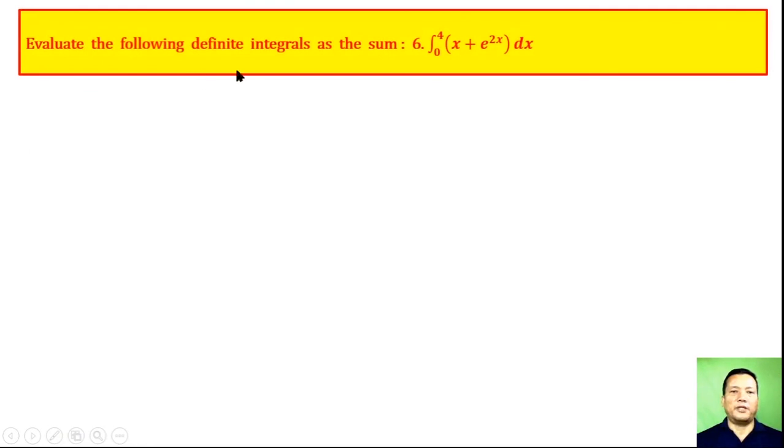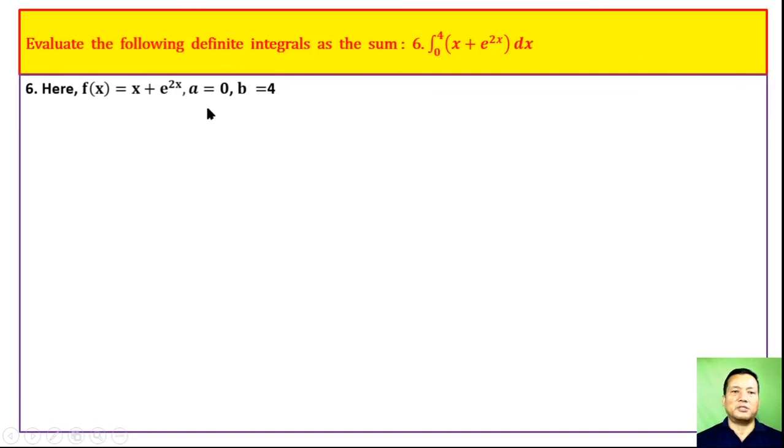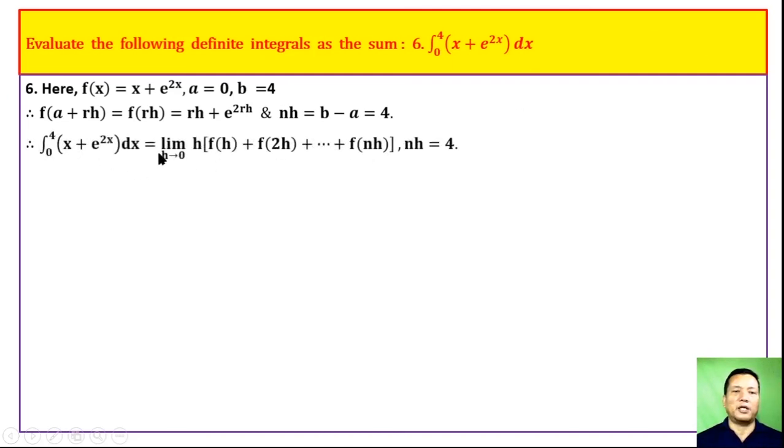Evaluate the following definite integrals as the sum. Here f of x is this, a is 0, b is 4. Therefore f of a plus r is, where a is 0, f of r, whose value is r plus e to the power twice r. N is given by b minus a, which is 4 minus 0, that is 4. Therefore the given definite integral is converted in terms of f of x. Its value is r1, r2, up to rn.